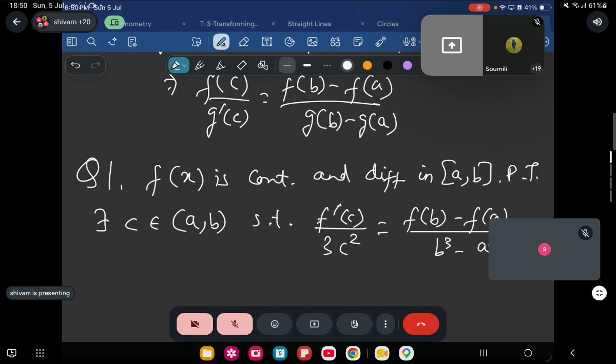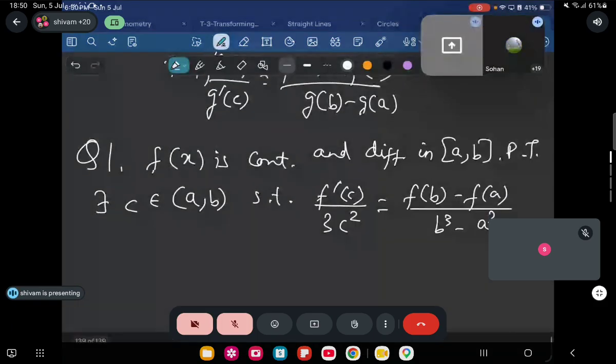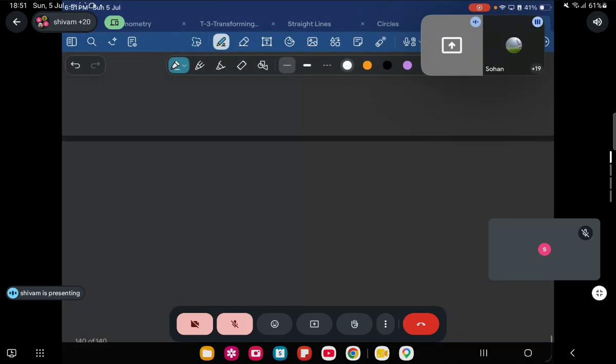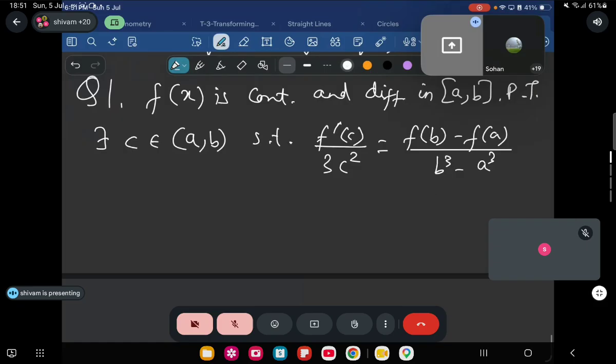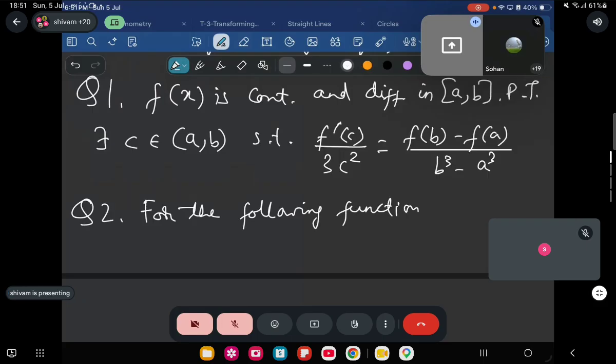Sir, you gave this question in homework, right? Like this, a similar kind of question I have given. Question number 2. For the following functions. Like from that question only we can derive this, right? Yes. For the following function.